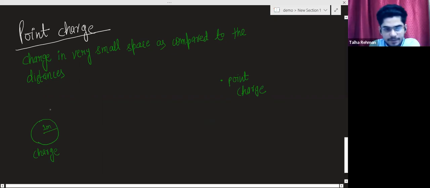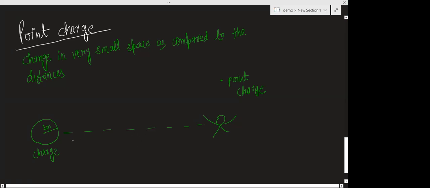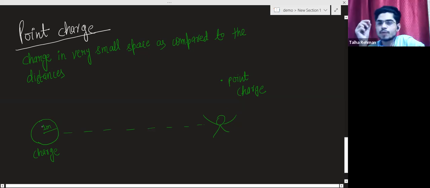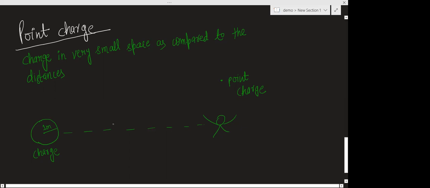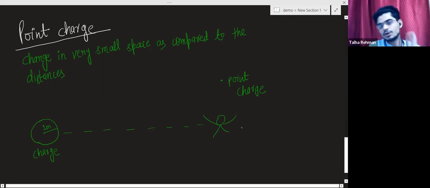Okay, no problem. I can say this charge is a point charge or not a point charge, it will depend upon the distance. Suppose someone is in the US and he or she is looking at this charge. So this charge will become like a point, right? Yes, sir. America is very far.